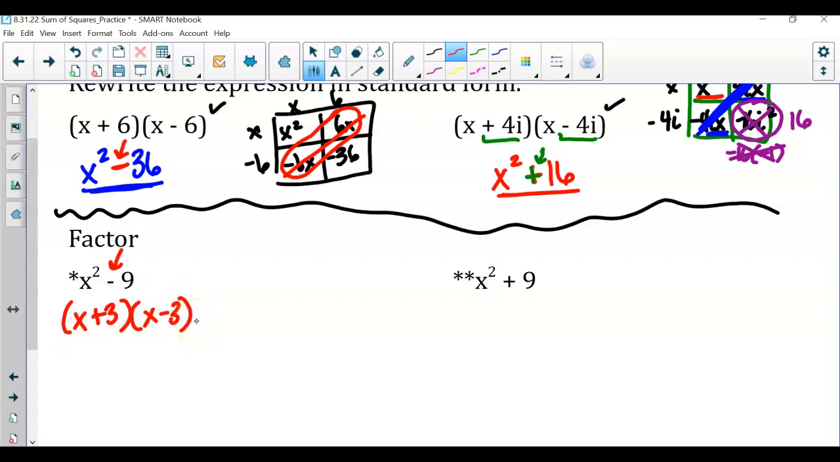So then that means now if I'm taking the sum of two perfect squares, because now we're adding, and the square root of 9 is still 3, we're now going to write this as x plus 3i times x minus 3i. So when we are taking the sum of two perfect squares, we do need i in that factored form. Because again, here, that i squared will become negative 1. That's how the negative here becomes a positive.